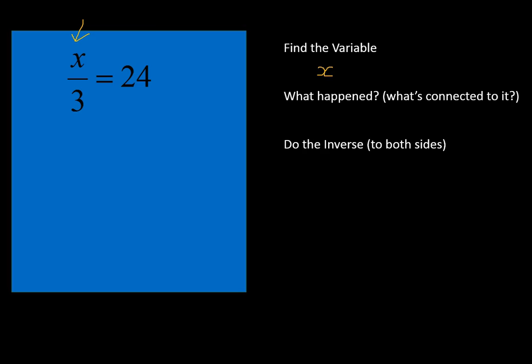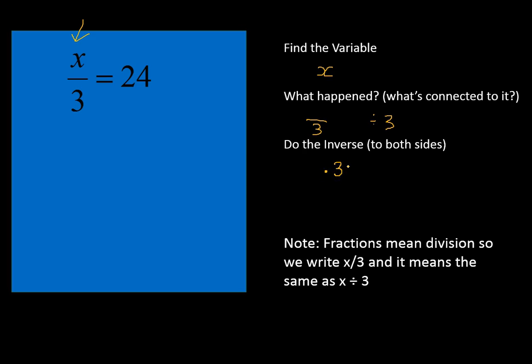So we find our variable and then we ask what happened to it or what's connected to it. In this case, the thing that's connected to it is divided by 3. We can also write this as a fraction, but either way, we have to recognize that it's x divided by 3. That's what a fraction means. It just means division. So we're going to do the opposite, or we're going to multiply times 3, and we have to do that to both sides of the equation. Remember, fraction just means division. So let's go ahead and multiply both sides times 3 and see what happens.